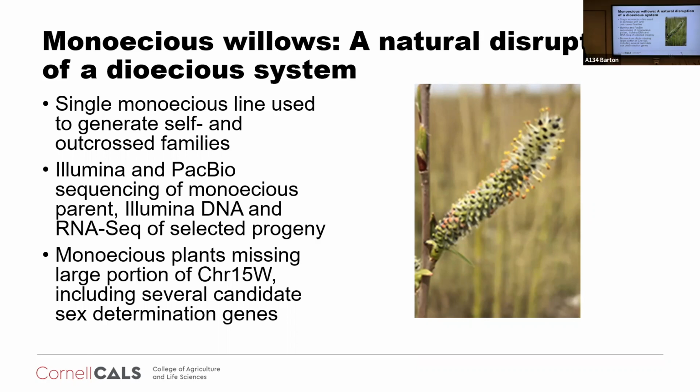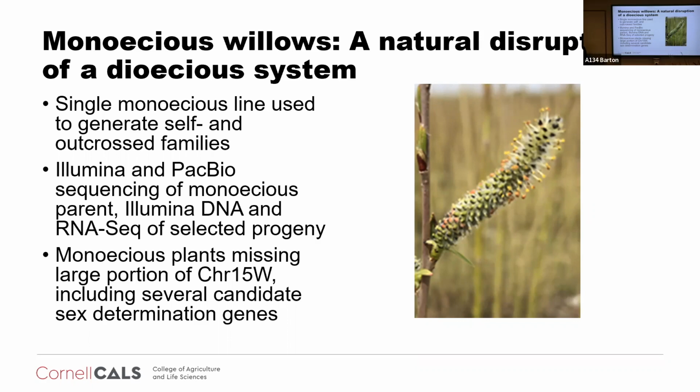And so we obtained these 4 families that we used to look at the inheritance of monoecious. We also conducted Illumina and PacBio sequencing of this monoecious parent, which we used to annotate and assemble a monoecious reference genome. So now we have a monoecious reference in addition to our pre-existing male and female reference genomes.